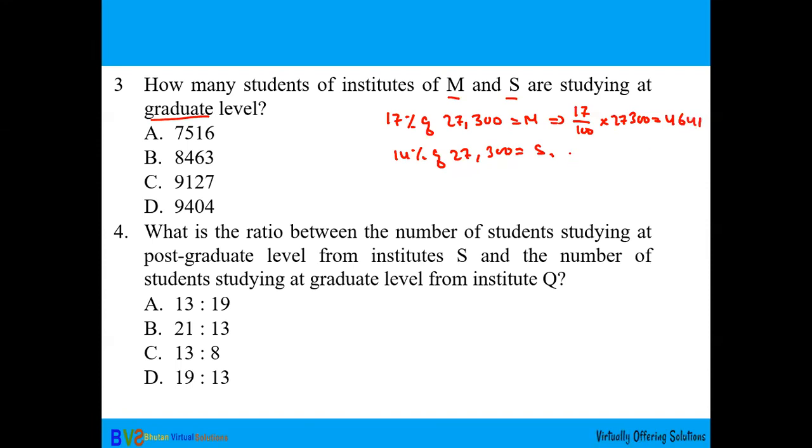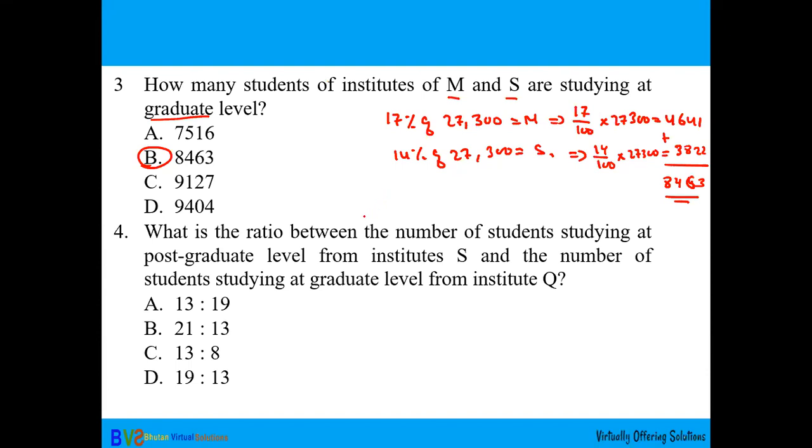4641. Whereas for 14%, 14 by 100 times 27,300, 0.14 times 27,300, you will get 3822. So we need to add these two, 3822 plus 4641, and you will get 8463. And the option is B. That is the correct answer. Yes, already calculated in above questions.